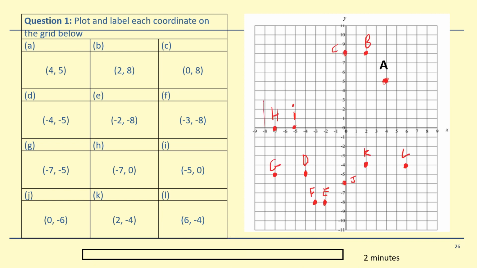Okay, so there's the answers. So mark your work, pause the video while you mark your work.